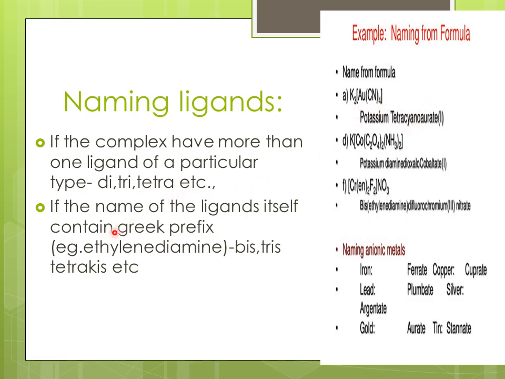Now, if the name of the ligand itself contains a Greek prefix, like en, ethylenediamine, which already has a prefix, di, in the name, then instead of di we use another word. Normally we write 2 as di, but if the ligand is en, we already get the word di, hence we use the word bis. If it is 3, we use the word tris. If it is 4, we use the word tetrakis. Okay, that's about the naming in one part.